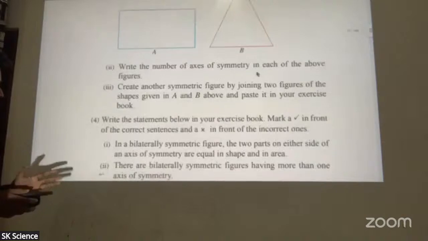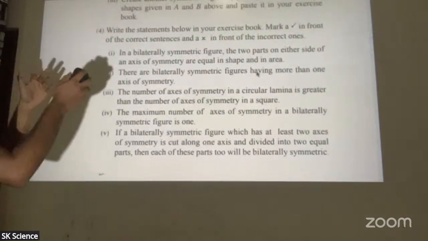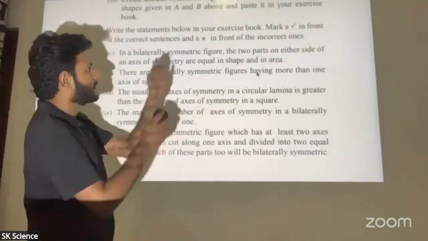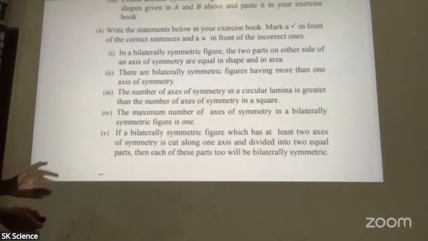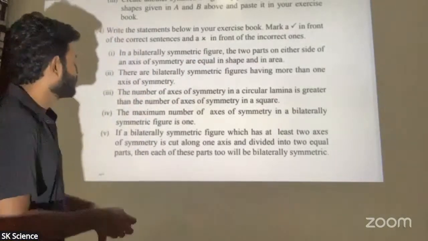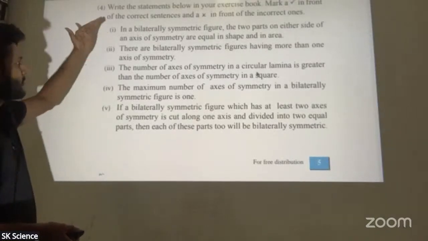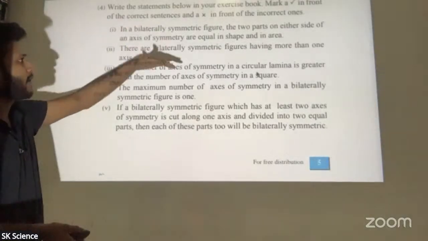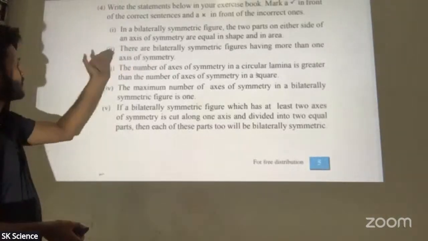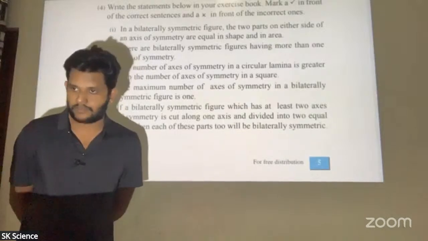You can do that. Then question 4: write the statements below in your exercise book and mark a tick in front of the correct statement and a cross in front of the incorrect one. You have to check whether it is correct or wrong. The first one: in a bilaterally symmetric figure, the two parts on either side of the axis of symmetry are equal in shape and area. Is it correct? It is correct.